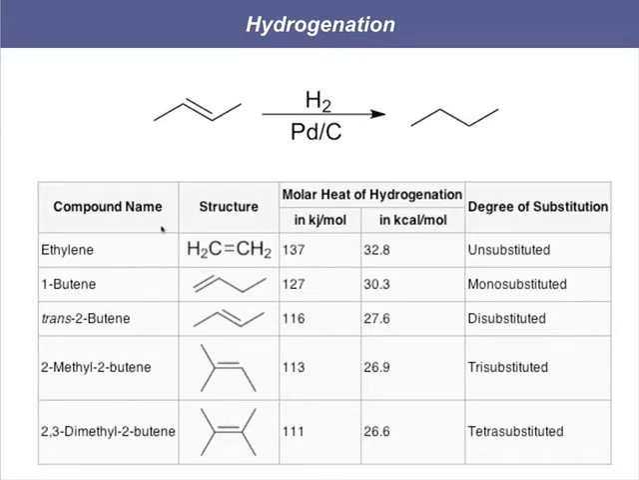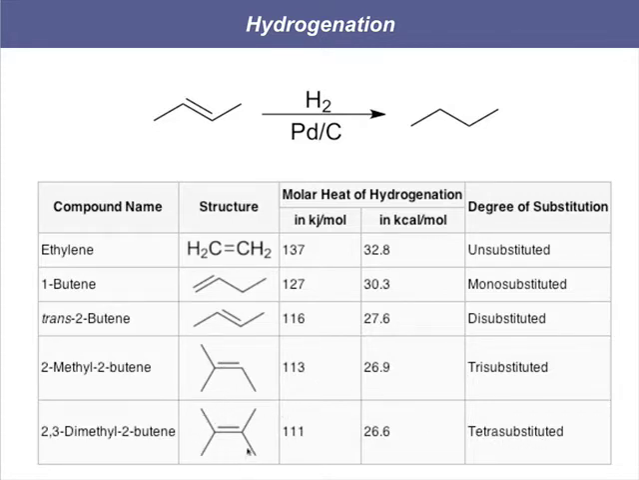Trans-2-butene, which is the same structure that we used in the example, is disubstituted. It has two substituents, this carbon right here attached to the left double bonded carbon, and this carbon right here attached to the right double bonded carbon. We have a trisubstituted alkene where we have 1, 2, 3 carbons attached to the double bonded carbons, and tetrasubstituted would be 4 carbons attached.